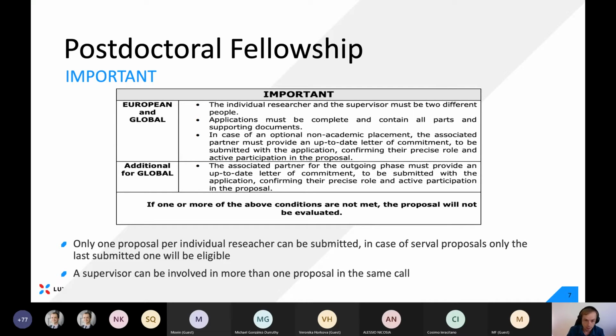Yes, if these conditions are not fulfilled, your proposal might not be eligible. Only 1 proposal per researcher can be submitted. And if, for whatever reasons, there are multiple proposals that you submit, only the last one that you submitted will be the one that will be evaluated. A supervisor can be involved, so a host institution can be involved in multiple proposals. That's no problem. You can have multiple applicants within your group or within your company. That's no issue.